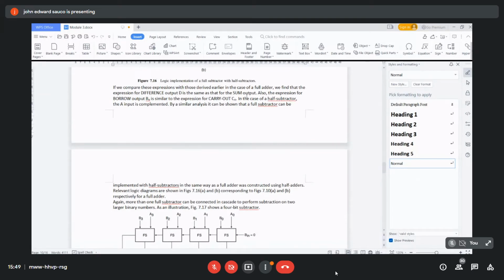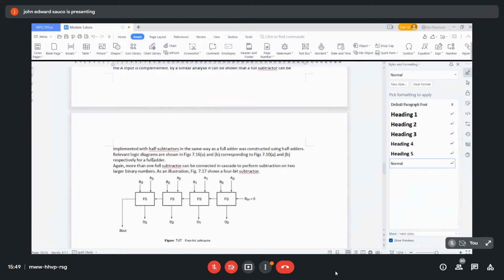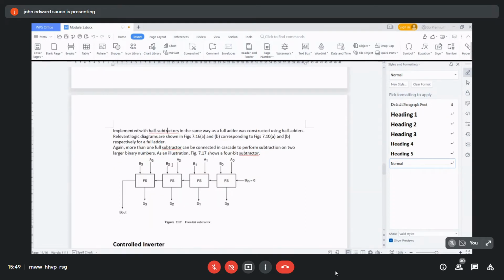So here it says that, in this expression, we find the expression for the difference output is the same as the sum output. Also, the expression of the borrow out is similar to the carry out. In the case of the half subtractor, the A is complemented; by similar analysis, it can be shown that a full subtractor can be implemented with half subtractors. Okay? So that is what I am saying.